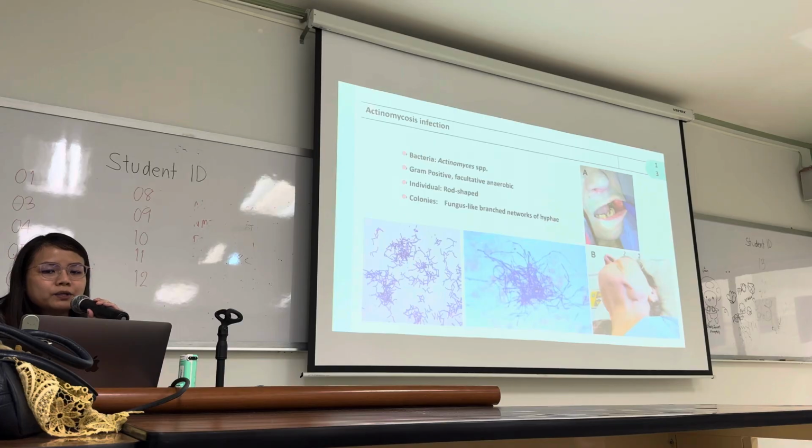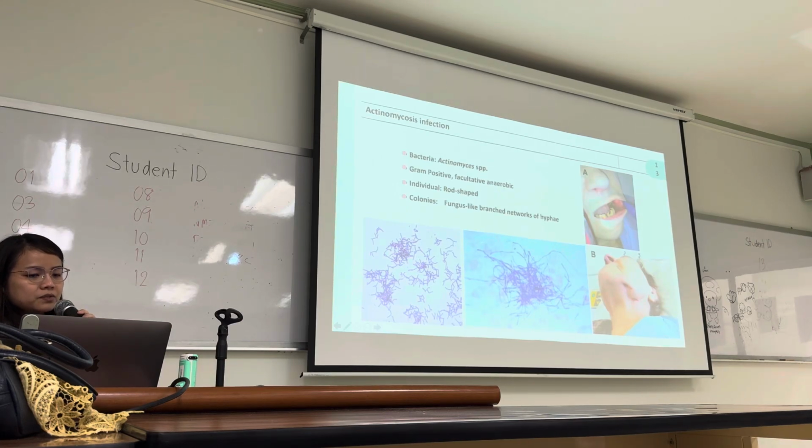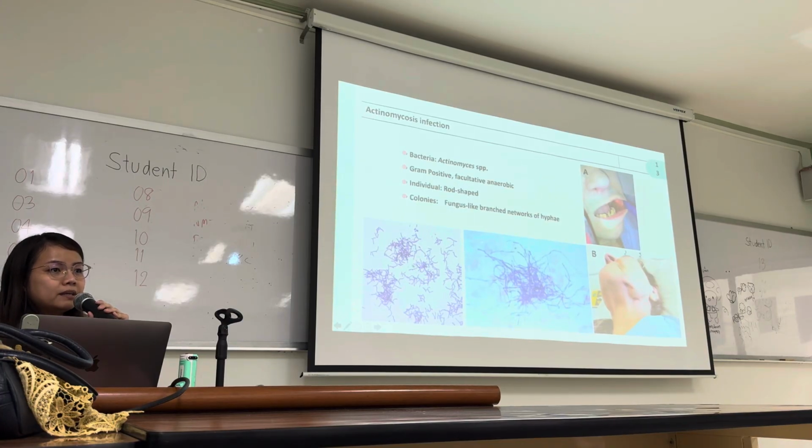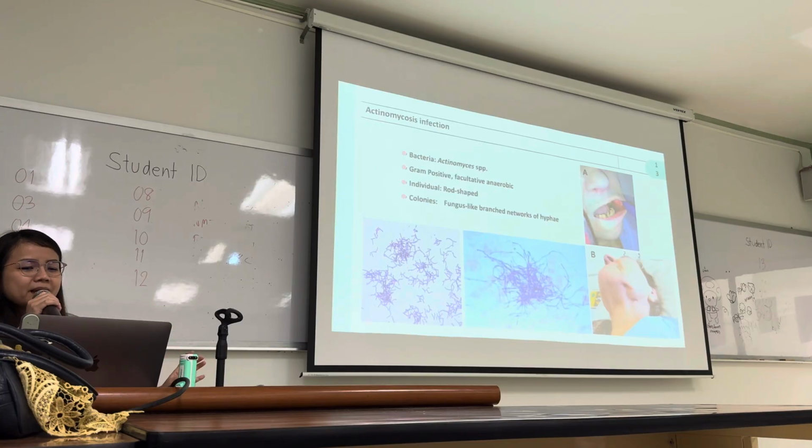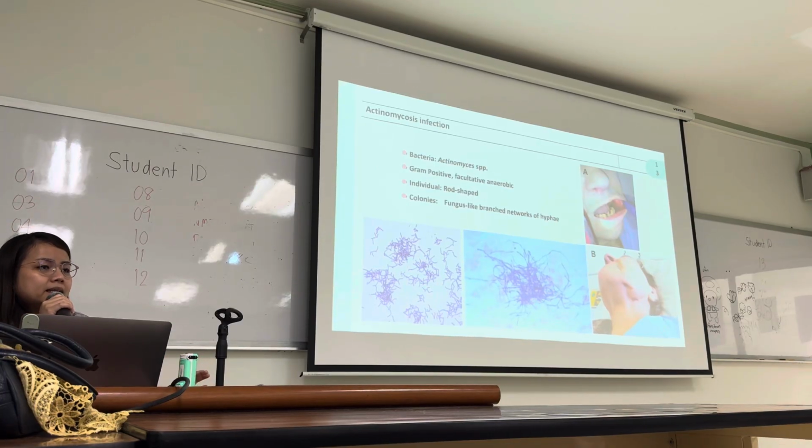And the last one, we don't have the gross specimen. We cannot take a gross specimen like this, right? Because this one is bacteria. Even though the structure looks like hyphae, it looks like fungi, but actually it's bacteria. This one is again a facultative anaerobic bacteria. It means they are anaerobic bacteria, but sometimes they also can stay in an area with or without oxygen.